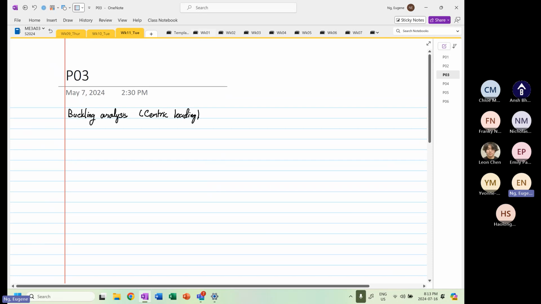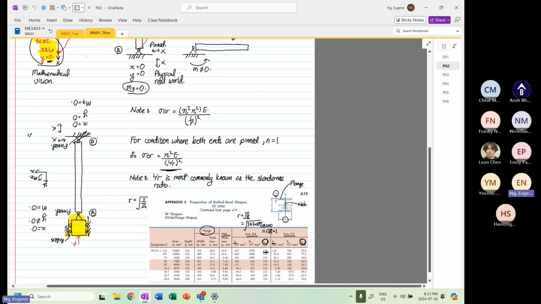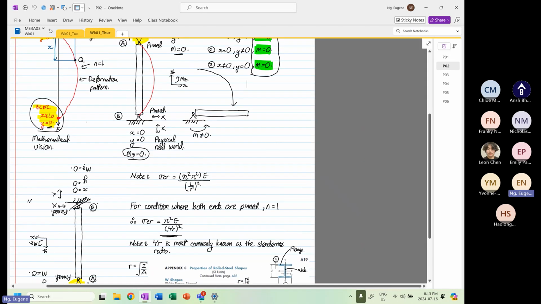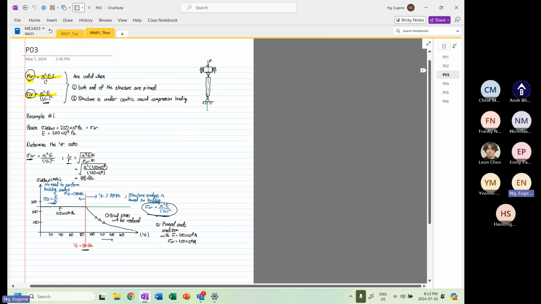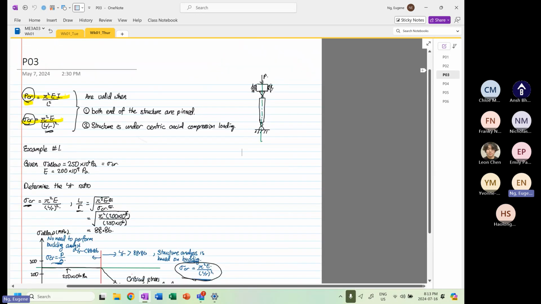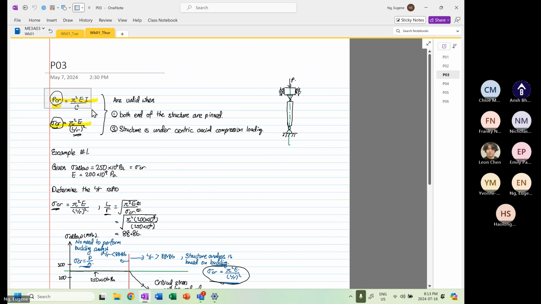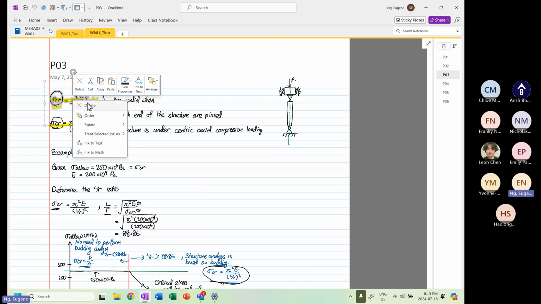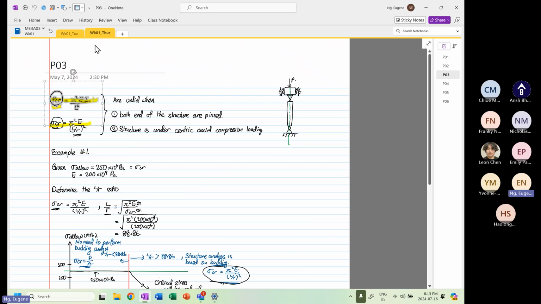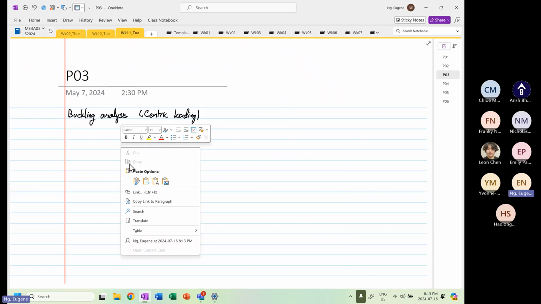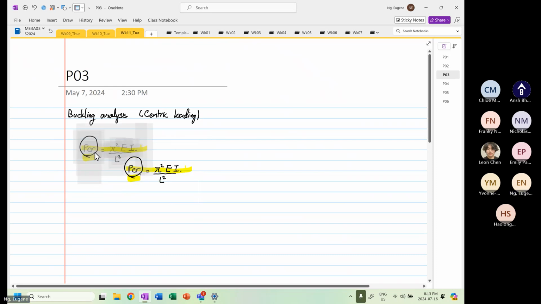So the formula that we have to apply: I want to find the critical load, so I'm looking for the formula for the critical load. We're going to find P critical equal to pi squared E I over L squared. So we're going to use this critical load. I'm going to copy, and then come over here and look at this formula.